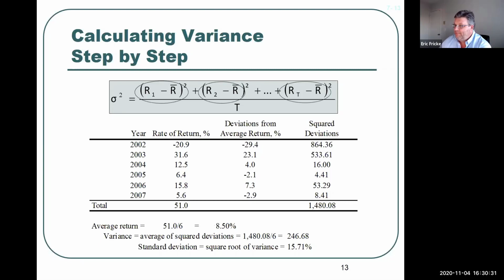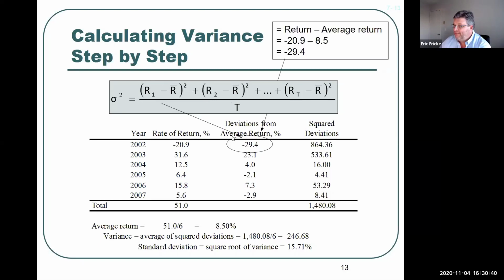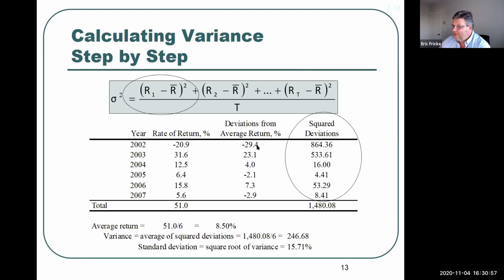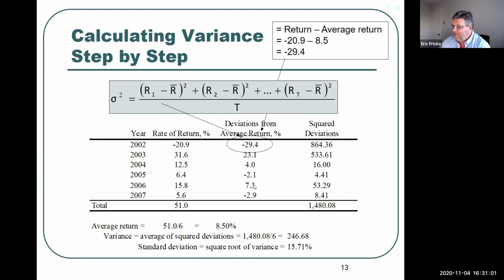And then the next step is to take the return for each year and subtract the average. That's what's done in this column right here. So minus 29.4 basically represents the return in the first year minus the average. So minus 20.9 minus 8.5, we get minus 29.4. And then we do that for all the years in this column.